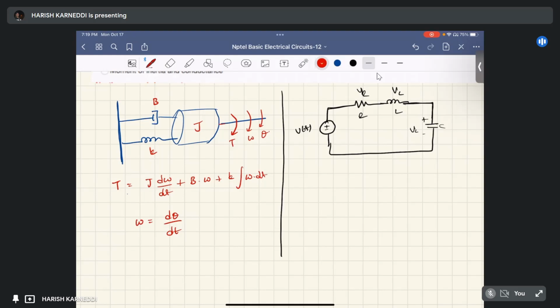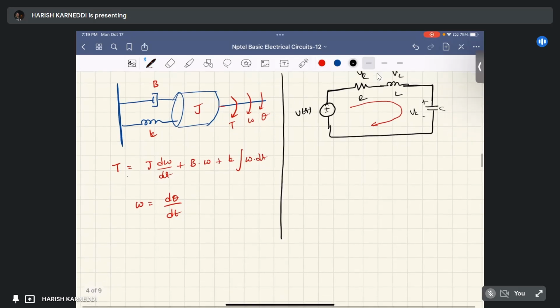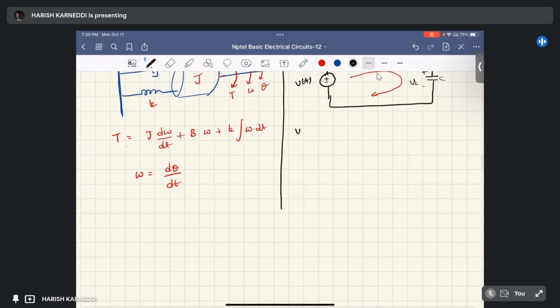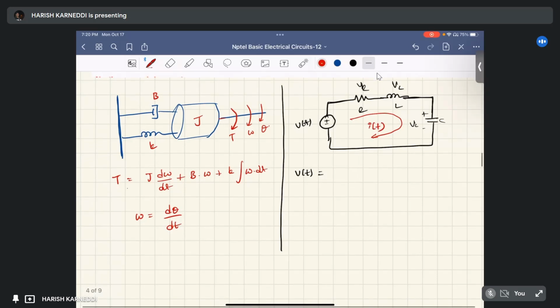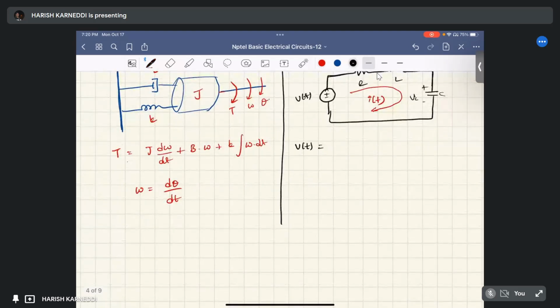Okay, it is a simple series RLC network. We can write the equation from the KVL equation. What is the KVL equation here? Let us consider the current in this particular loop is I of t. So V of t equal to VR plus VL plus VC. It is a simple KVL equation, right?